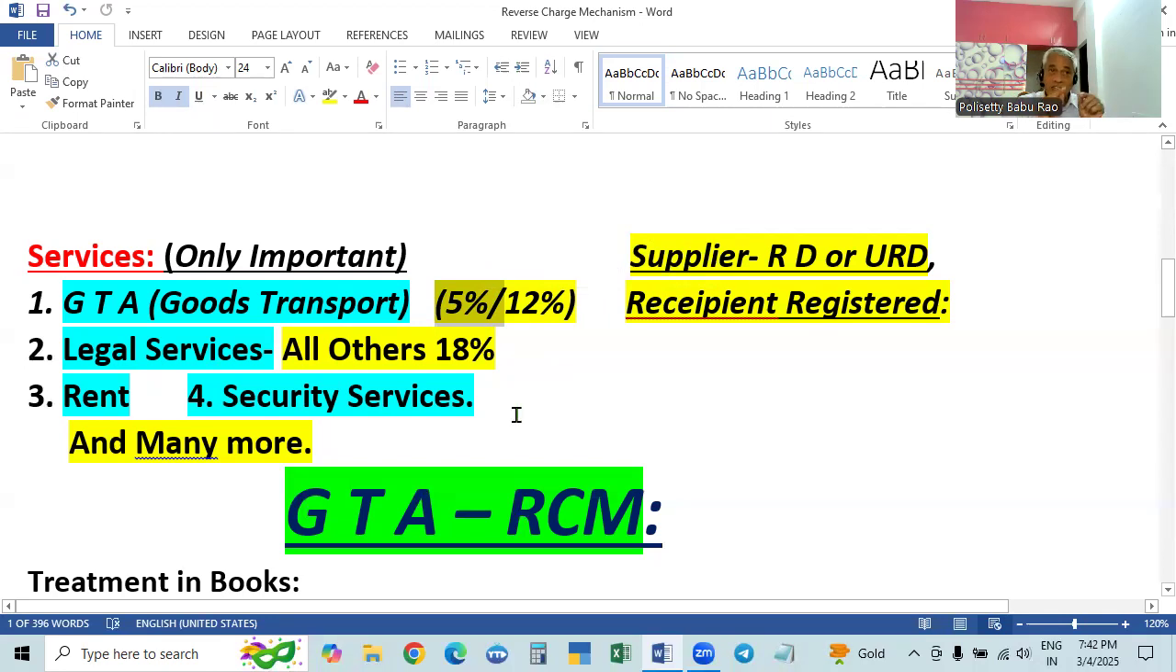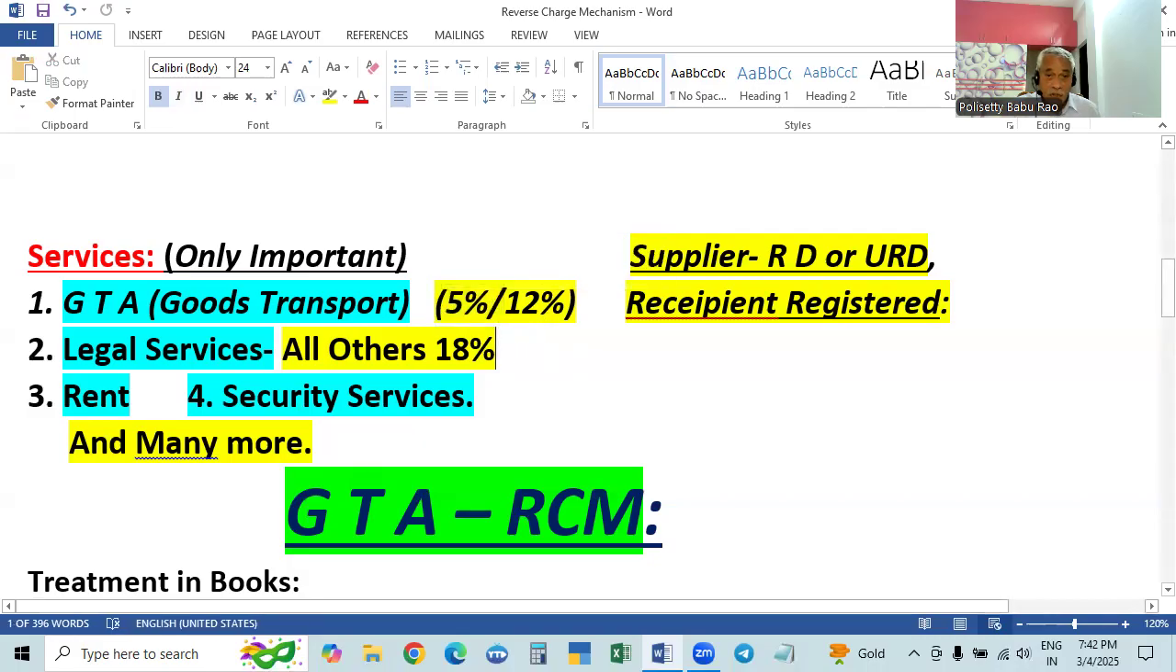And the transport will mention that GST is payable by the recipient under reverse charge. Under the reverse charge mechanism, the recipient has to pay the GST. So I am not responsible, so I am not collecting. He will not collect the GST. The recipient only has to pay at the rate of 12%.